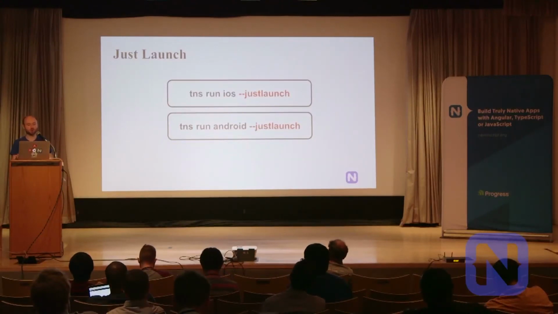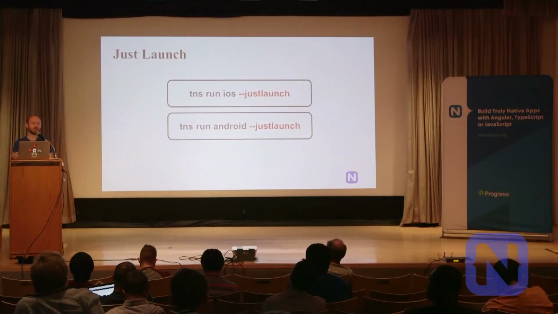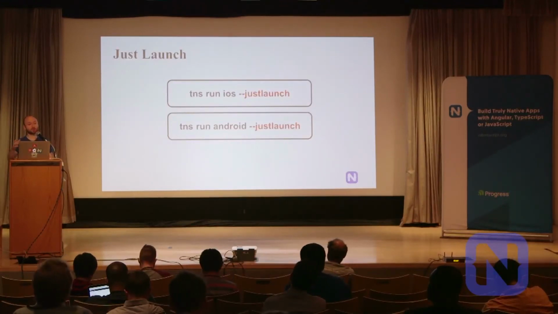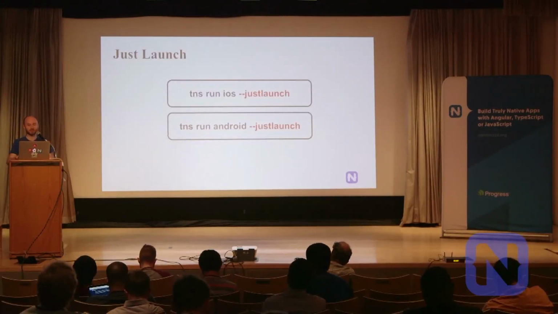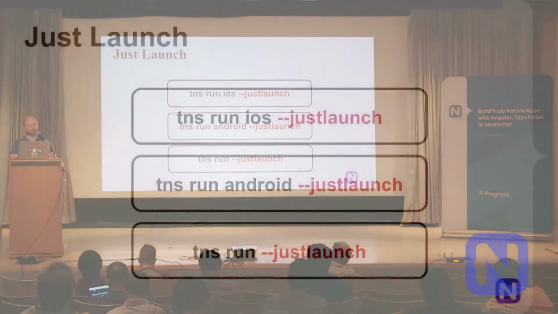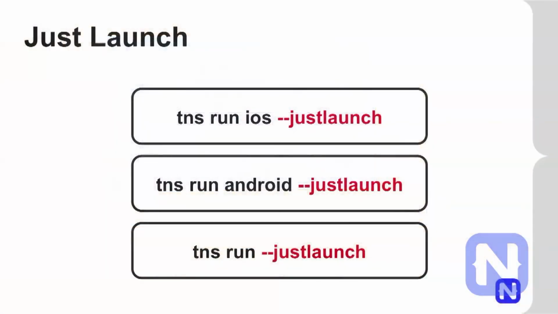There's one called --justlaunch. If you do --justlaunch, this will build the application, but it will not use live sync. And as well, if the app is already built, it's not going to go through the whole build process. You just launch the application onto your connected devices. And obviously, you can run TNS run --justlaunch. You can either specify which platform you want to run it for, or you could just say run it on whichever is connected, on all of them, right?